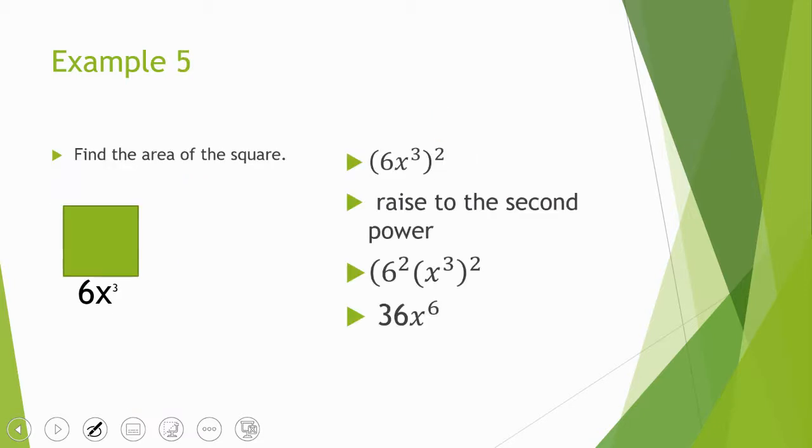Here's another one, just real simple. We know the side length is 6x to the 3rd. I don't know why it's 6x to the 3rd, but we call it that. What would the area be? It's 6x to the 3rd by 6x to the 3rd. How do we find the area of a square? We square it: 6x to the 3rd to the 2nd power, as you see at the top on the right. We distribute that in, just like we said: 6 squared is 36, and 3 times 2 is 6 as well. That is the simplified form.